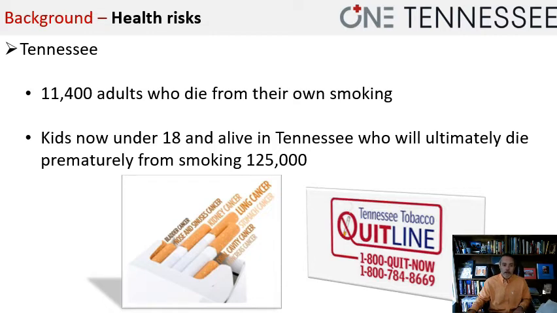Roughly 11,000 adults die every year in the state of Tennessee from smoking-related causes. If you remember back, in 2018, roughly 1,300 people died from an opioid-related overdose. So if so many more people are dying from smoking, why do we focus so much on the opioid epidemic? I'll explain more about that on the next slide.